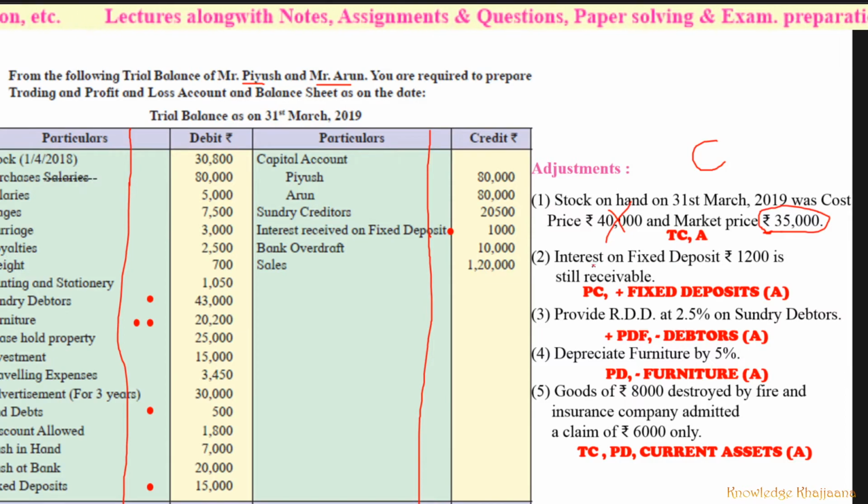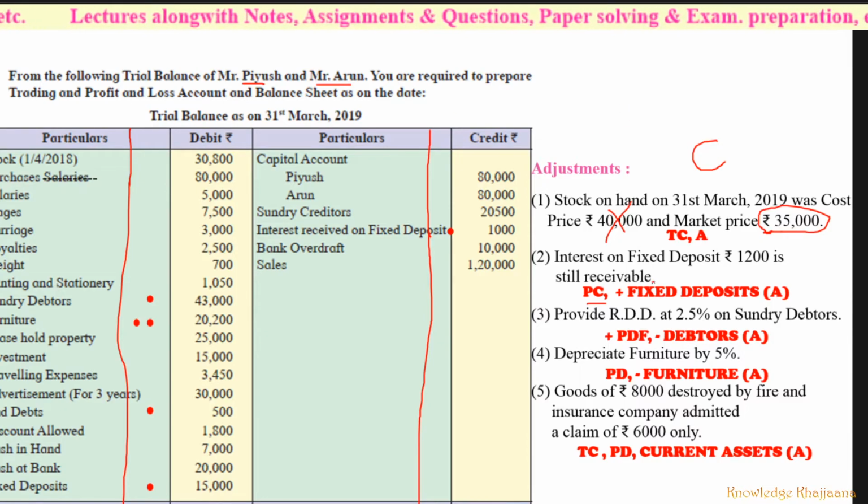Next, interest on fixed deposit rupees 1,200 is still receivable. So we have to make the mark against interest receivable. One effect will be recorded to the profit and loss account credit side, and the second would be recorded for the fixed deposit asset. So where is the fixed deposit? Right, for the fixed deposit, we will make one mark.